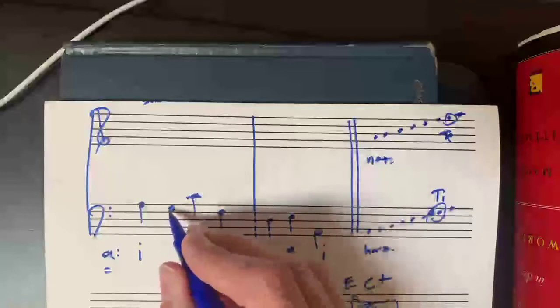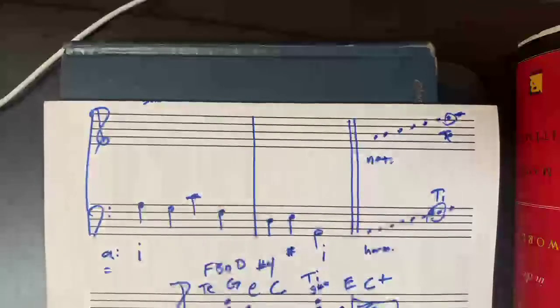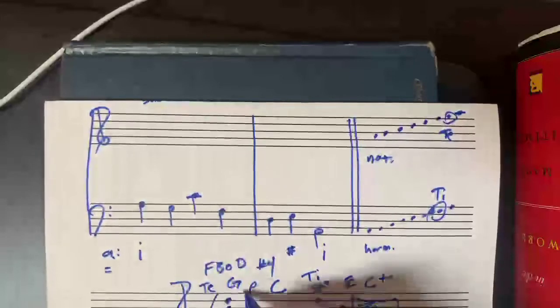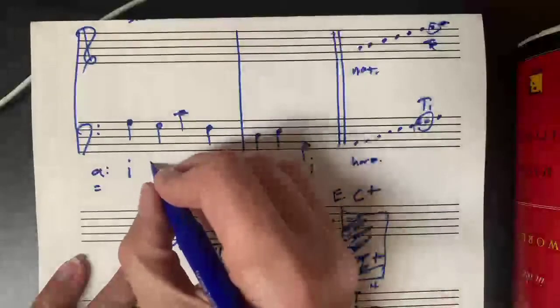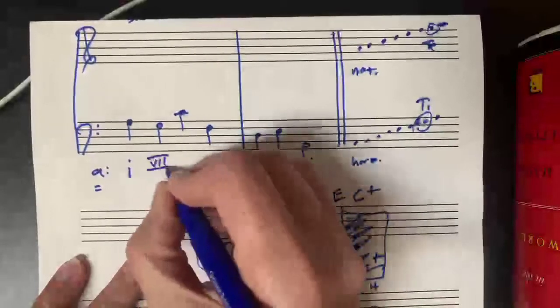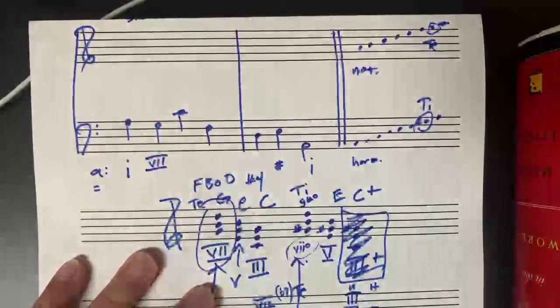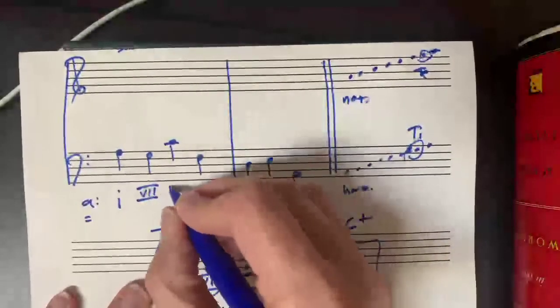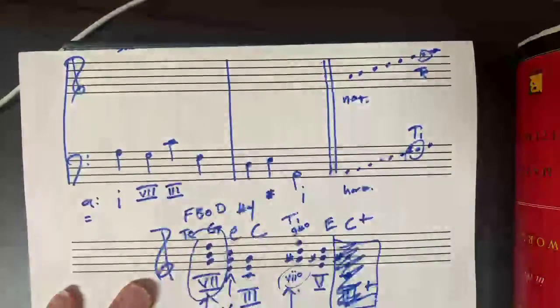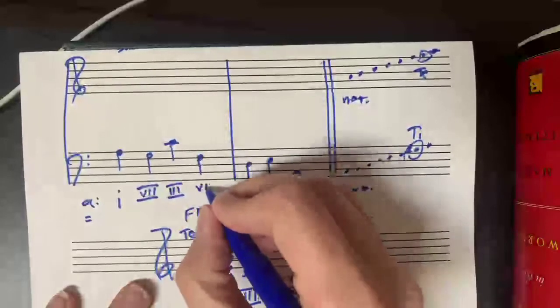This G is the G natural. And the G natural is from natural minor. So that's actually this chord right here. This 7 major chord. The C, that's this chord. This is 3. F is major 6.